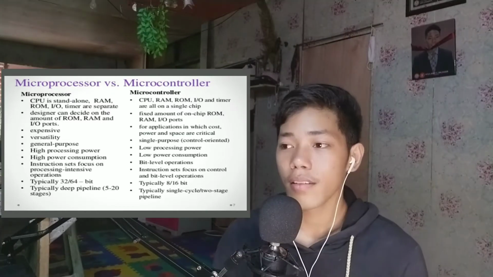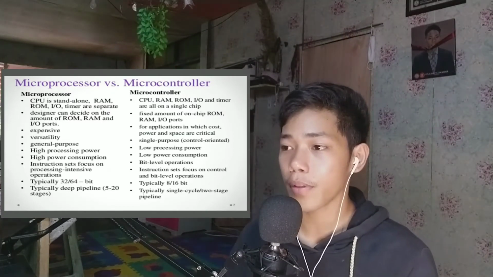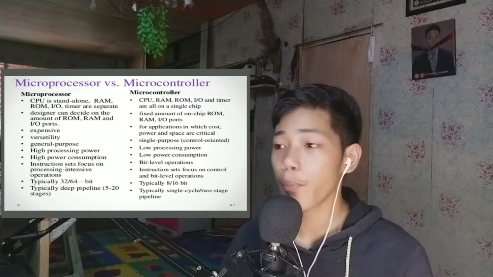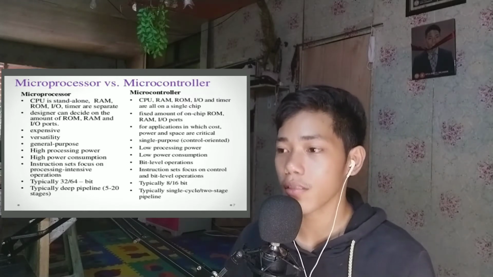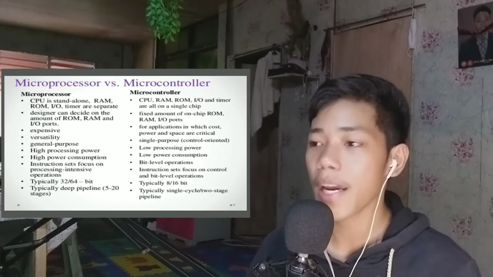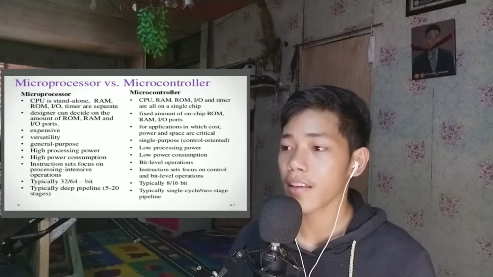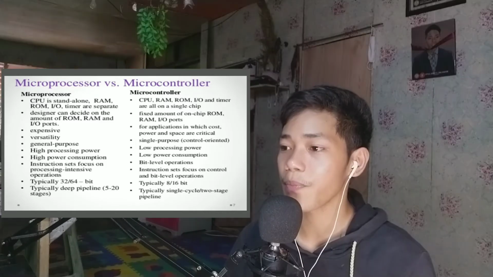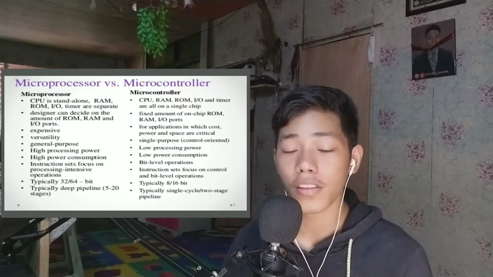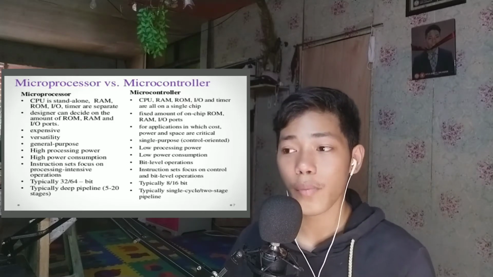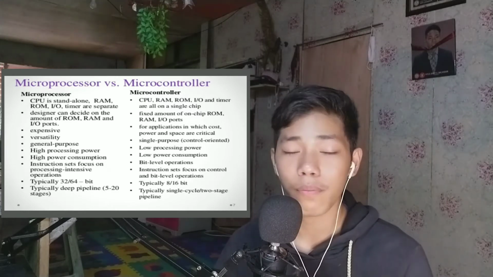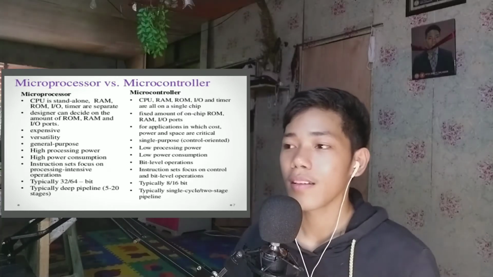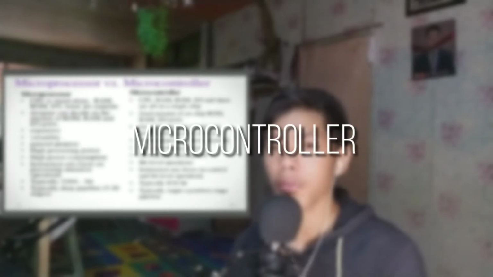Okay, next is the general purpose. High processing power. We can see that the microprocessor has high processing power, high power consumption, and instruction sets focused on processing-intensive operations. Typically 32 to 64 bit, and typically a deep pipeline of 5 to 20 stages. So let's see about the microcontroller.